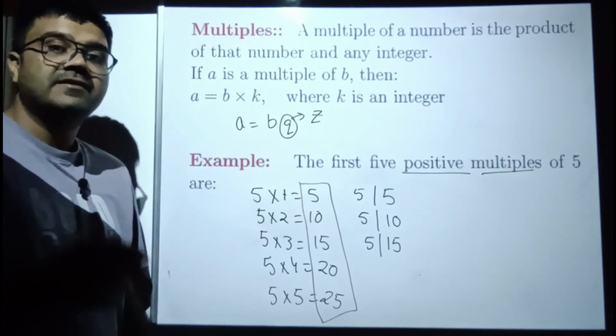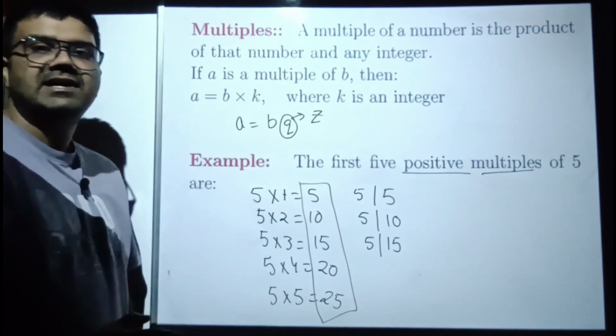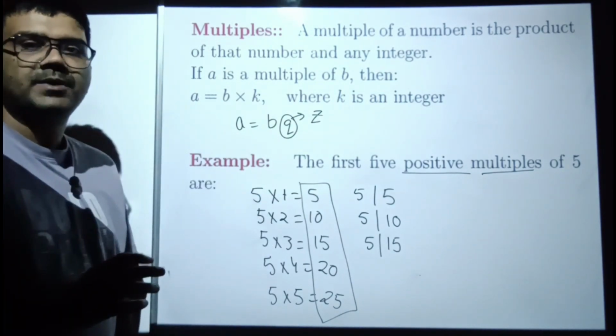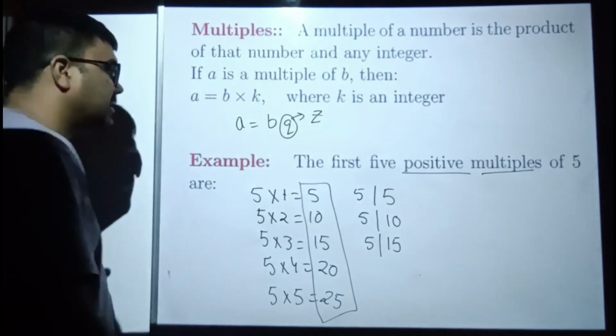Multiple means that we are considering an integer and multiplying it with that number. Whatever number we obtain over there is a multiple.